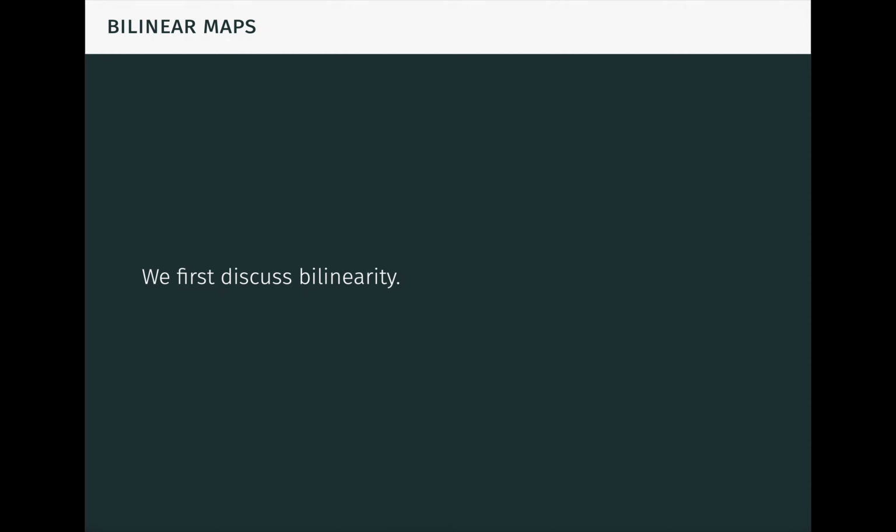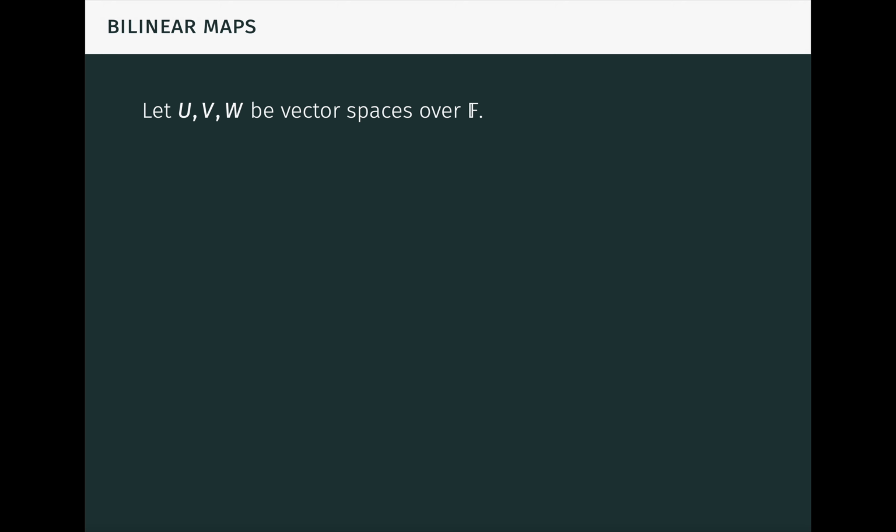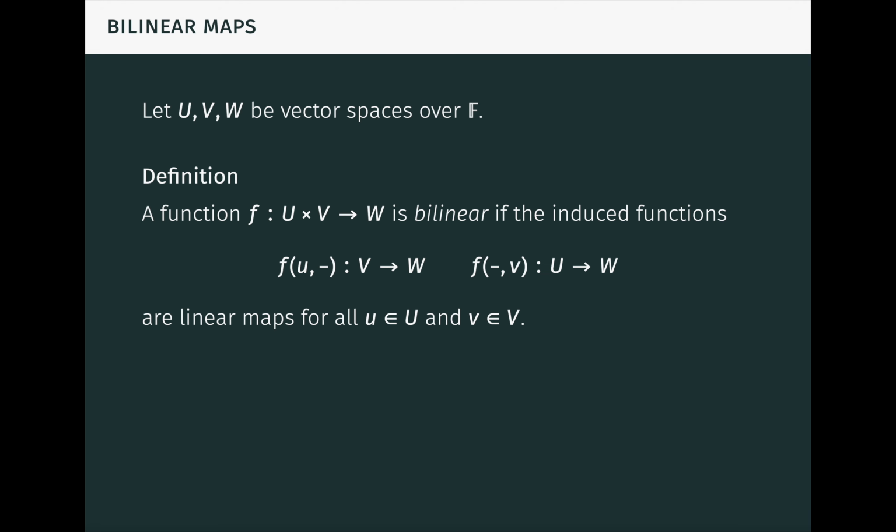We first discuss the concept of bilinearity, which is central to the tensor product. Let U, V, and W be vector spaces over a field F. A function f from the set U times V to W, viewed as a function of two inputs, is bilinear if the induced functions obtained by fixing one input are linear maps. Here we use the dash symbol to denote an input that is not fixed. We call f a bilinear map, and in the special case that W is the field F, a bilinear form.